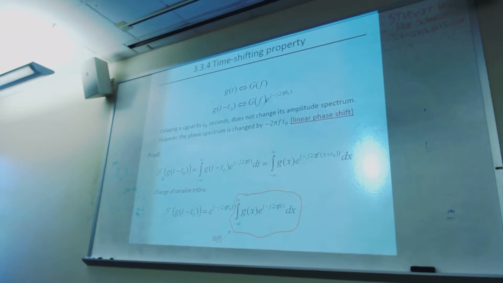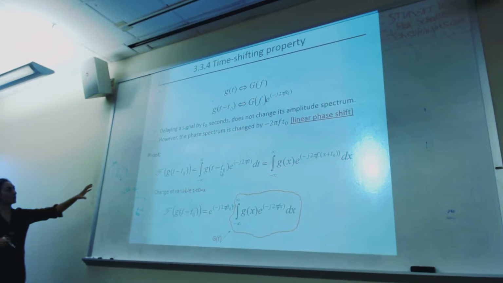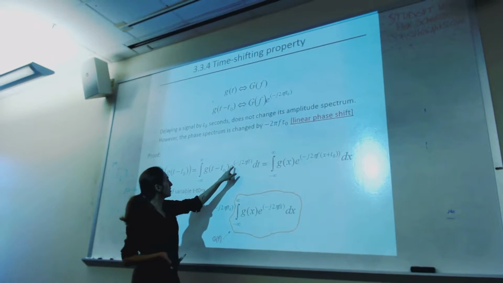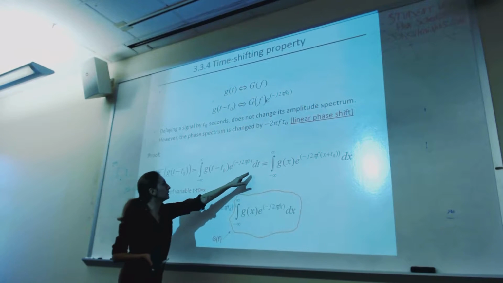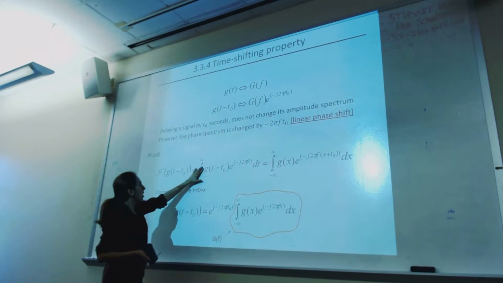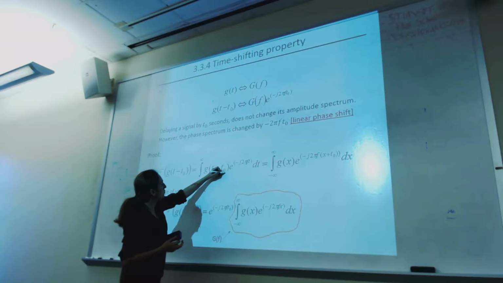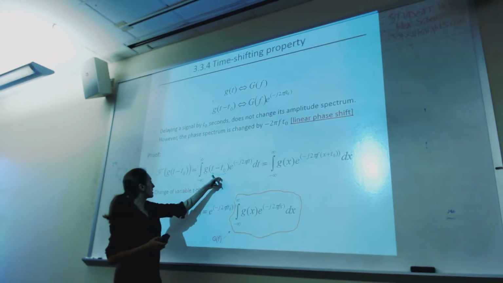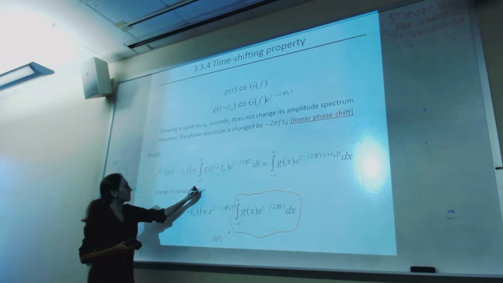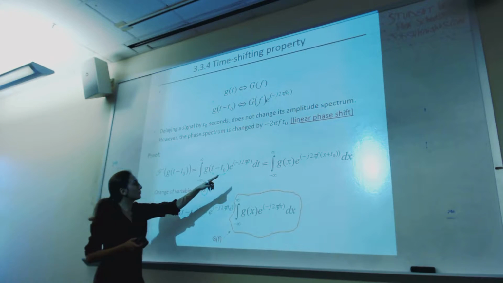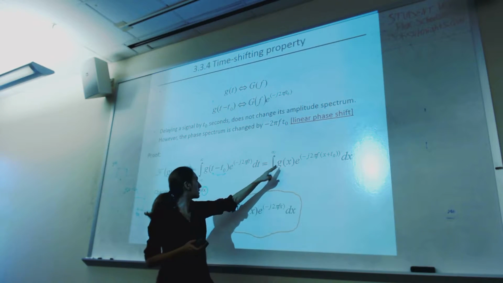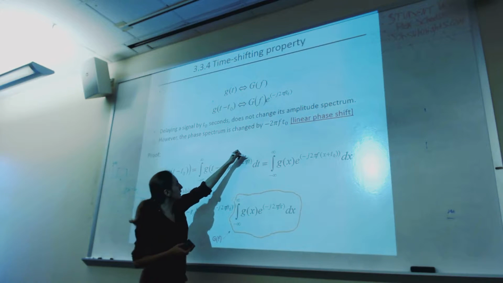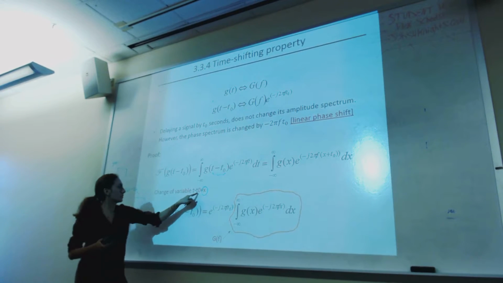So let's go over the proof. Basically, I'm going to take the Fourier transform of g of t minus t naught. Go from the definition: I take the signal, the same signal that I have here, times this exponential e to the minus j 2 pi f t, and then take this integral. By now, you are probably familiar with this type of proof. We usually have a change of variable. So here, just consider t minus t naught as a new variable x. Therefore, if you replace, you're going to get g of x. And whenever you see a t, you have to replace it with what?